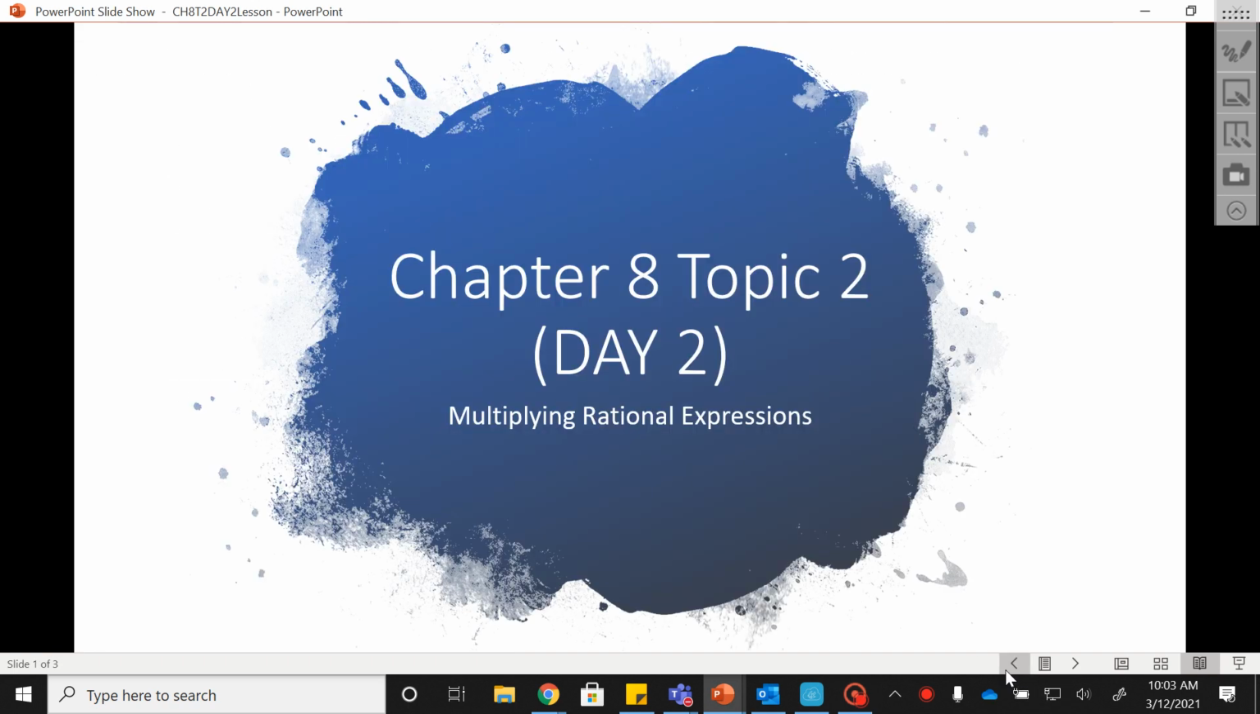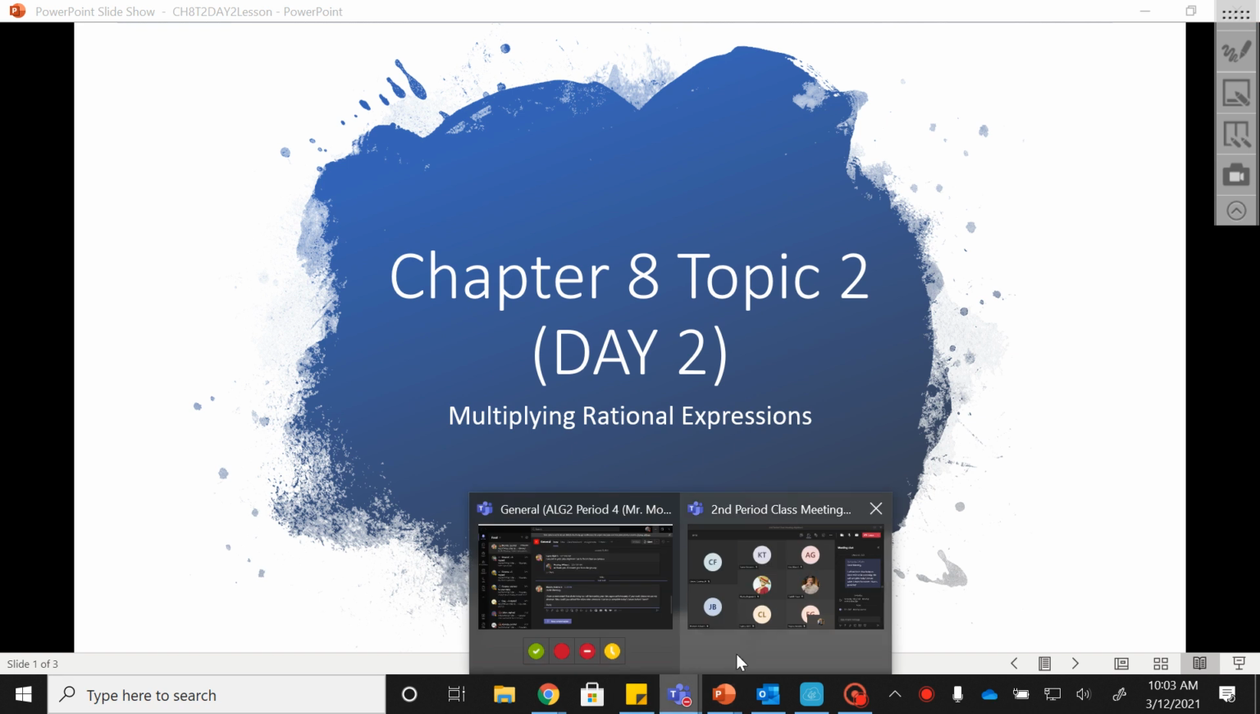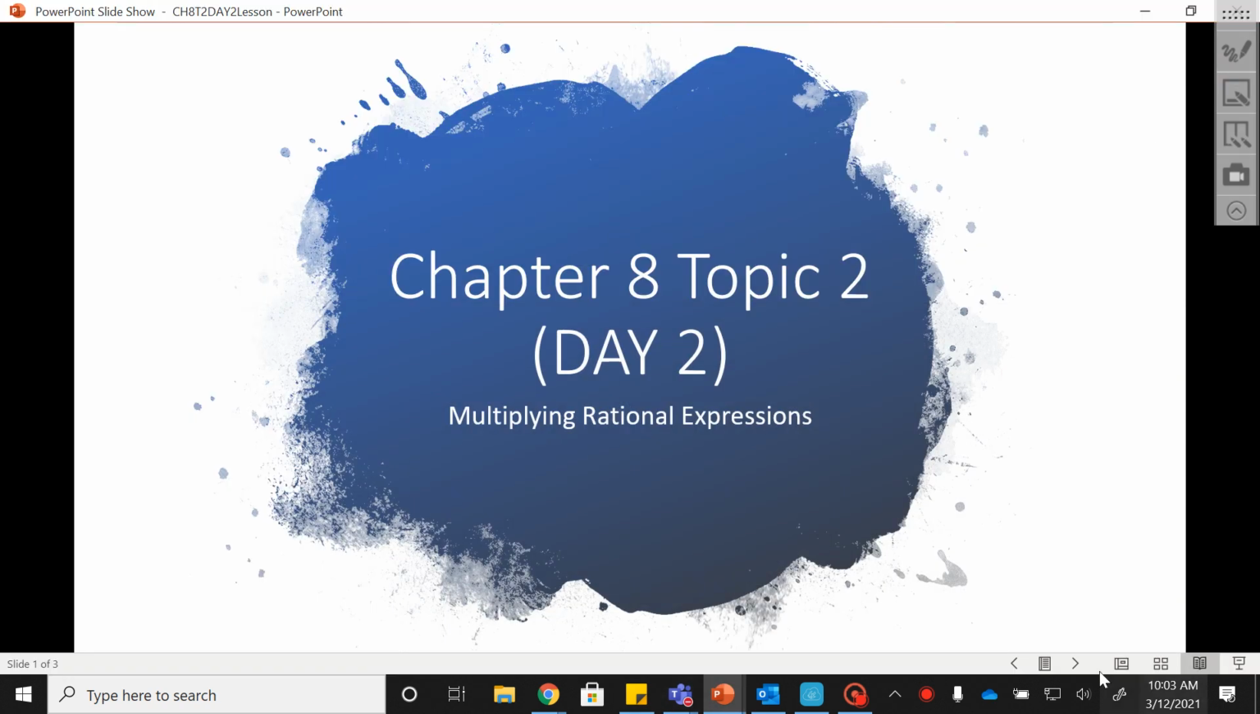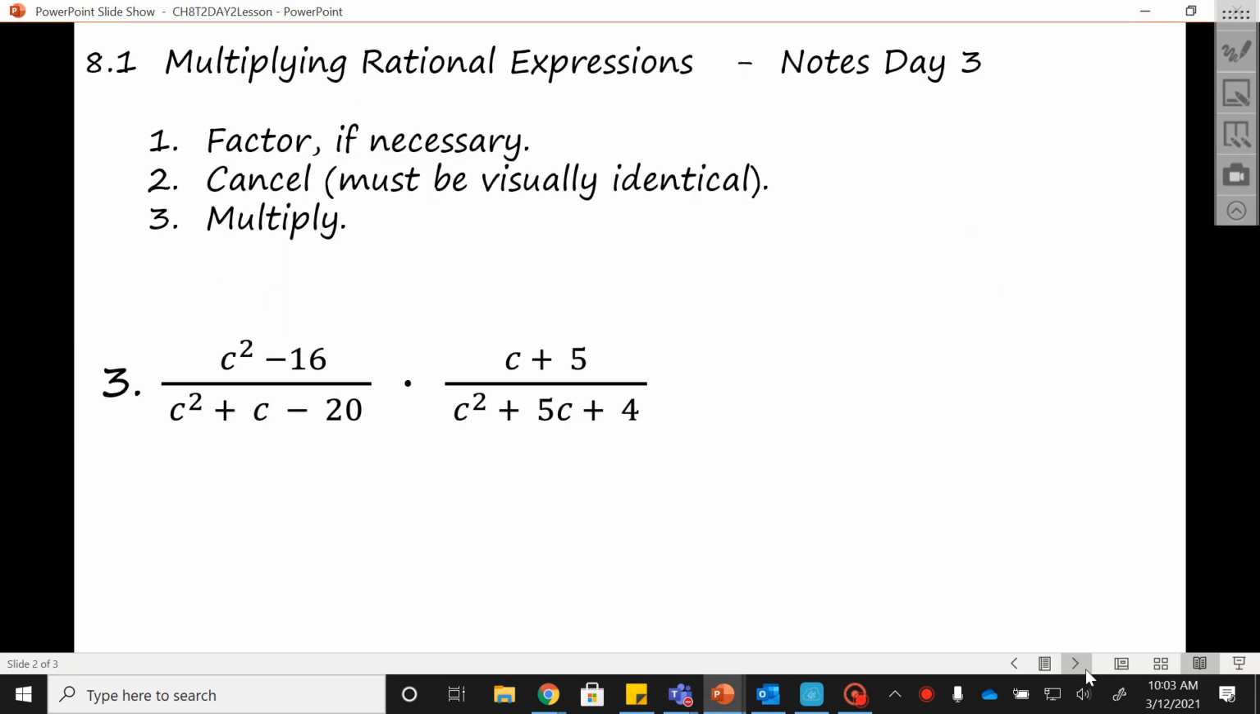Today we're just going to be looking at some more multiplying rational expressions. These ones have to do more with factoring of quadratics and so on. All right, let's take a look. We've only got one example we're going to be looking at here.